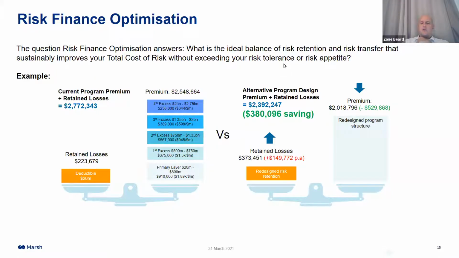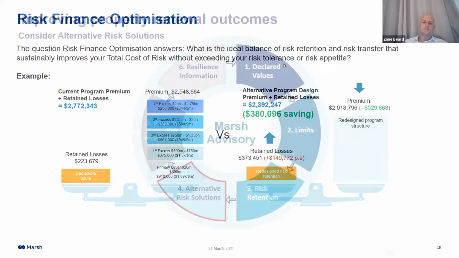Now they'll save more than that because the premium's $530,000 a year that they'll save, but we're also modeling in, okay, well, you should be factoring into that equation that increased average losses as well because of that new retention. And this is what we're trying to do, that risk finance optimization, the data to empower you to make better informed decisions around your insurance program design.